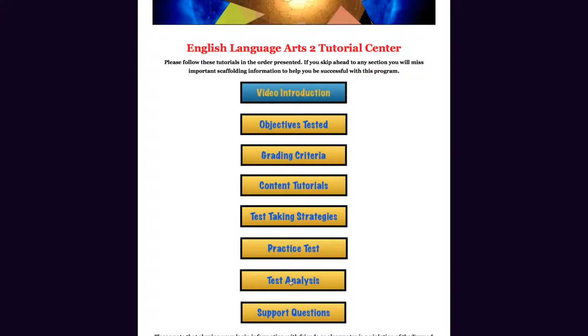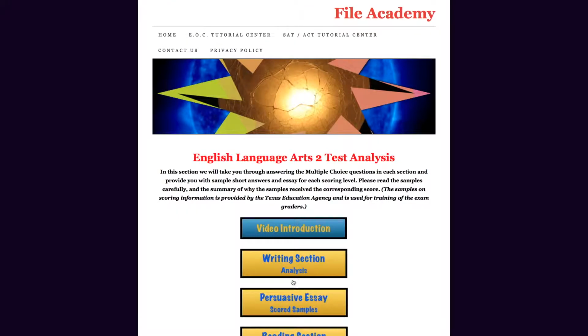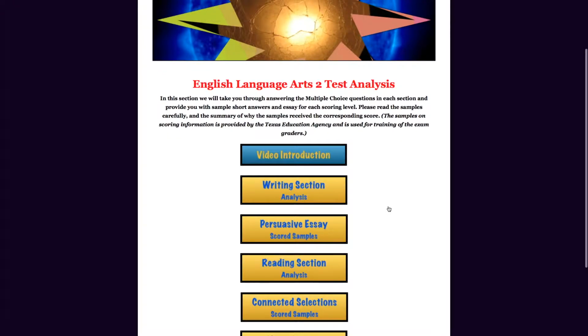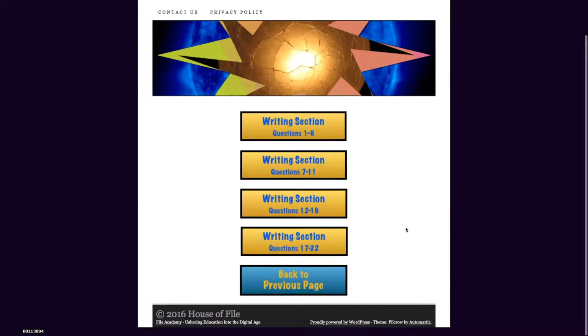And then this is the real unique part of our tutorial program. We actually take the last released test, and we go through it one by one to show you exactly how you needed to take the test. It gives you hints on how to find the answers. Here's the one on the writing section.